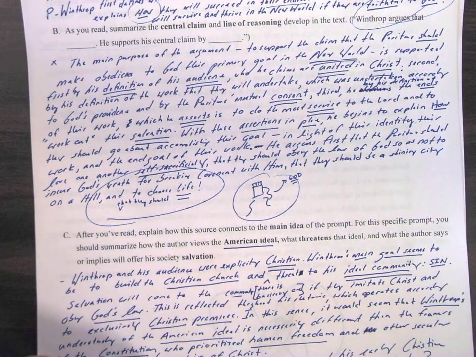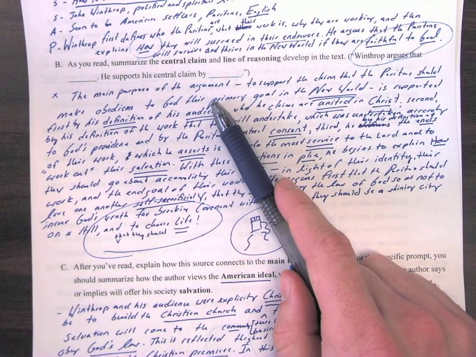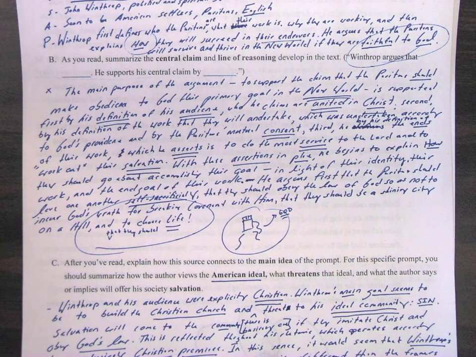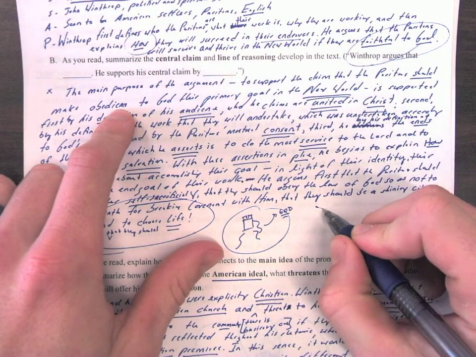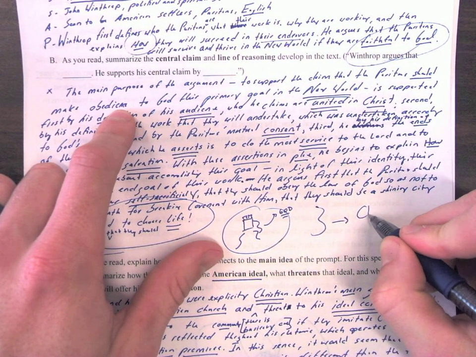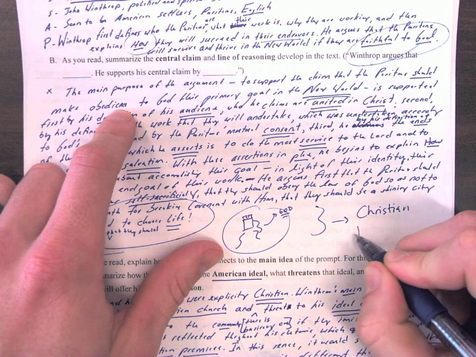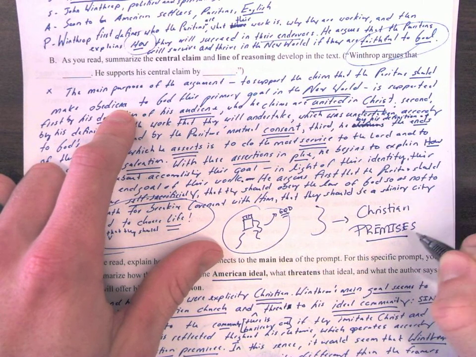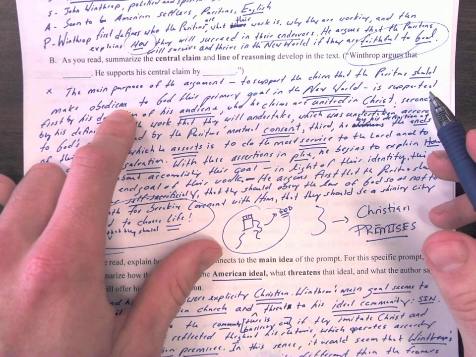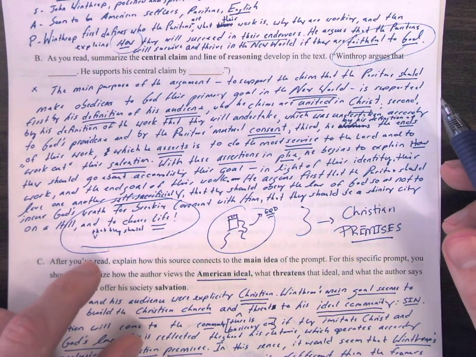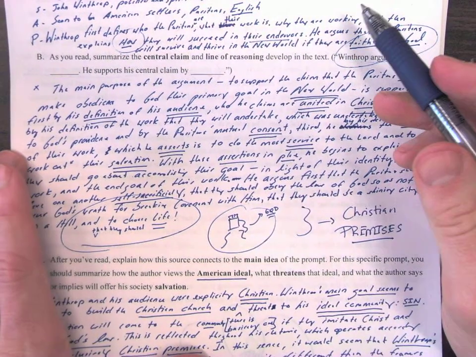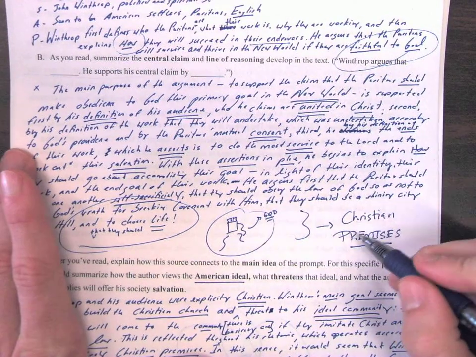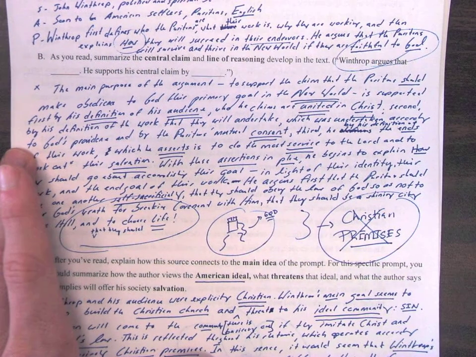After you've read, so we've read the text, we've analyzed the text, we've digested the argument, and we've evaluated the line of reasoning, which, by the way, all of it is based on what? All of it is based on Christian premises. Specifically, Protestant Christian premises. In other words, Winthrop's whole argument loses its cogency if you don't think this is true anymore.